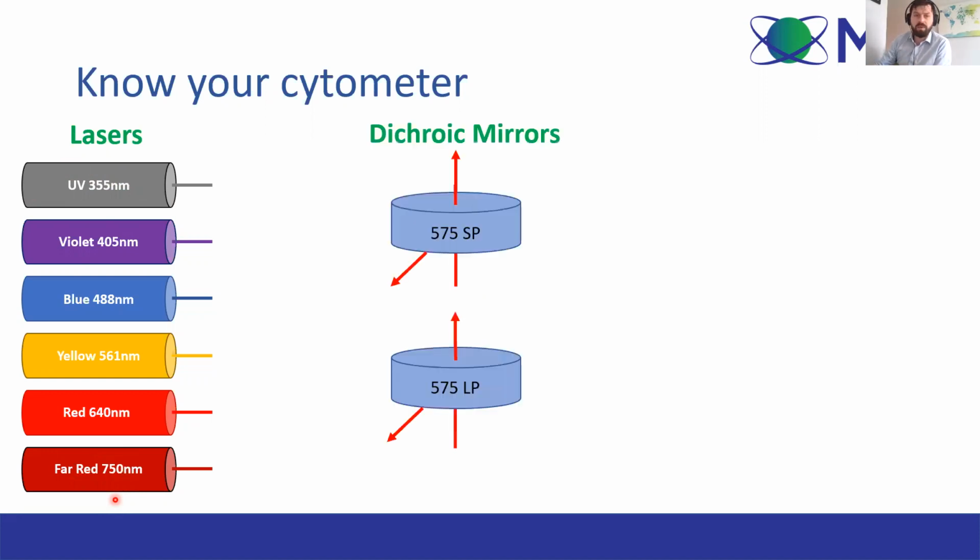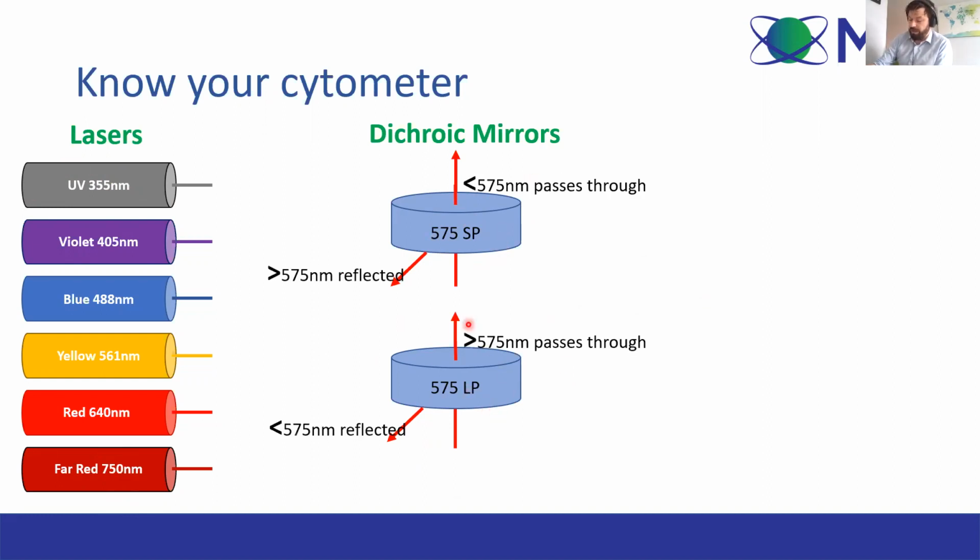The next part of the cytometer, which you need to take into account when you're choosing fluorophores, are the dichroic mirrors, or as sometimes we call them, dichroic filters. These come in two types. You'll have short pass or SP, and you'll have long pass or LP. And they'll always be denoted like this: a number followed by SP or LP.